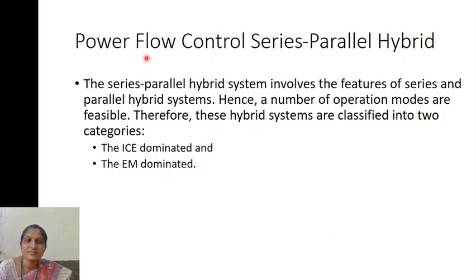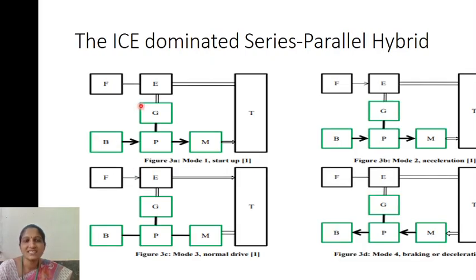And the other one is power flow control in the series-parallel hybrid. The series-parallel hybrid is a combination of both the series and parallel hybrid systems, so it can operate in two different ways. Those are classified as the IC engine dominated system and the electric motor dominated system. In the IC engine dominated system, there are 6 modes of operation.